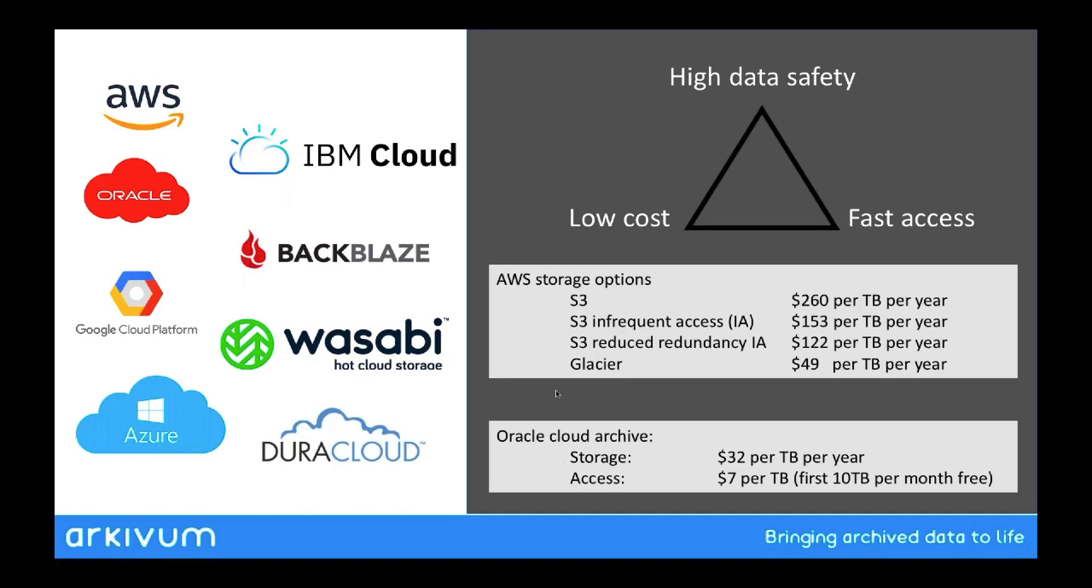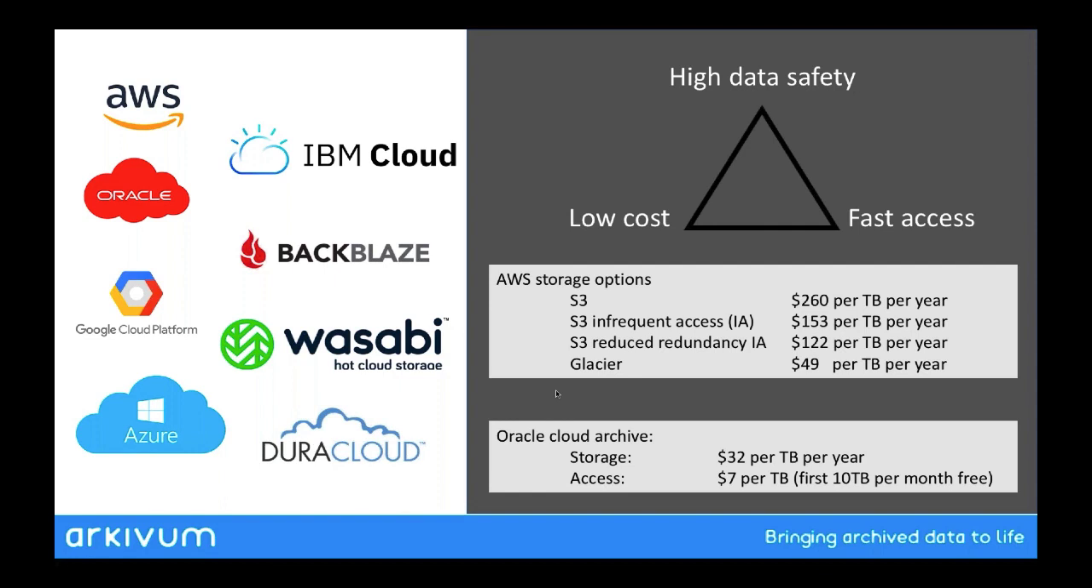And no surprise, that same triangle of trade-offs also applies between safety and cost and access. I've pulled up some numbers from Amazon here just to illustrate this. So Amazon S3 is geo-replicated, it's fast access storage, so it's both quick to get to your data and it gives you a good level of data safety, but it's not cheap. You can sacrifice speed and frequency of access to the data, and that drops the cost. And you can also reduce the level of data safety, and that further reduces the cost. You don't have to sacrifice everything at one time.